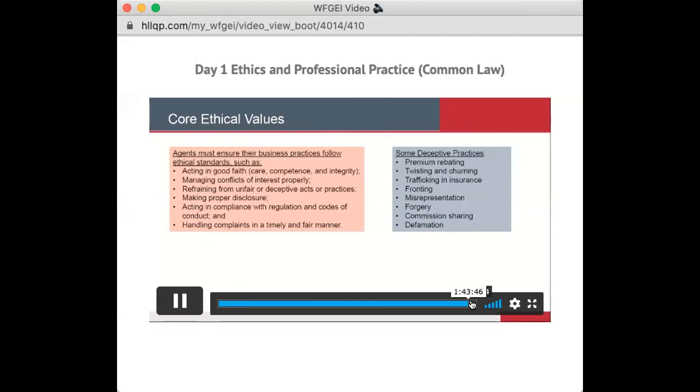Nothing wrong with commission sharing between two or more licensed people. That's fine. The insurance company is more than happy to do that kind of thing. But between an unlicensed person and a licensed person, clearly against the act, basically.